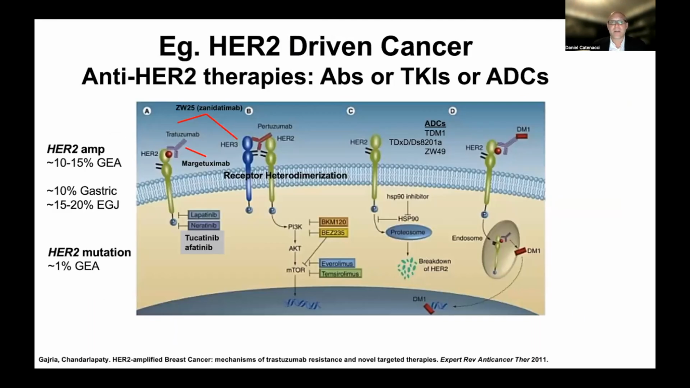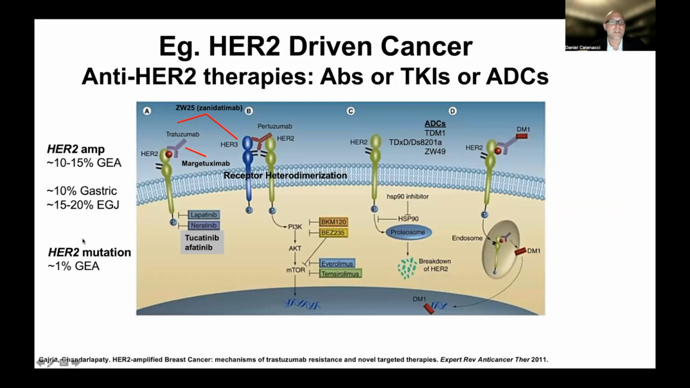So this slide is a review of all of the various molecules that are available as drugs or therapies that target the HER2 pathway. So on the left here, we see that the HER2 gene amplification occurs in about 10 to 15% of gastroesophageal adenocarcinoma, 10% in gastric, a little higher at the G junction and esophagus.